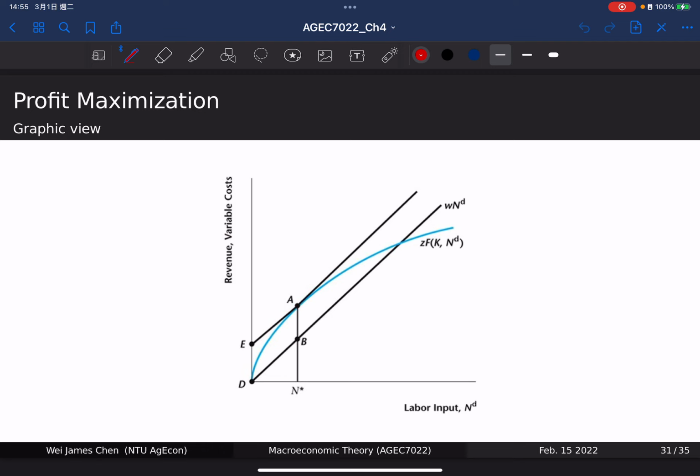Okay. And the simple way to do this is you graphically move this line parallelly up and see where it is tangent to the production function. That's where W equals MPN. So you find that this difference is maximized. Okay, and you find one single labor number N star, the labor input that maximizes the profit.